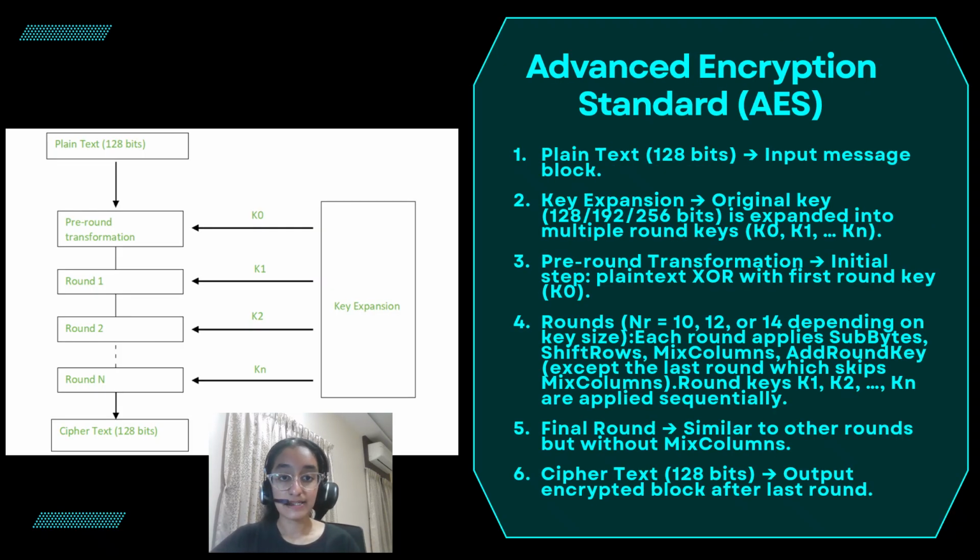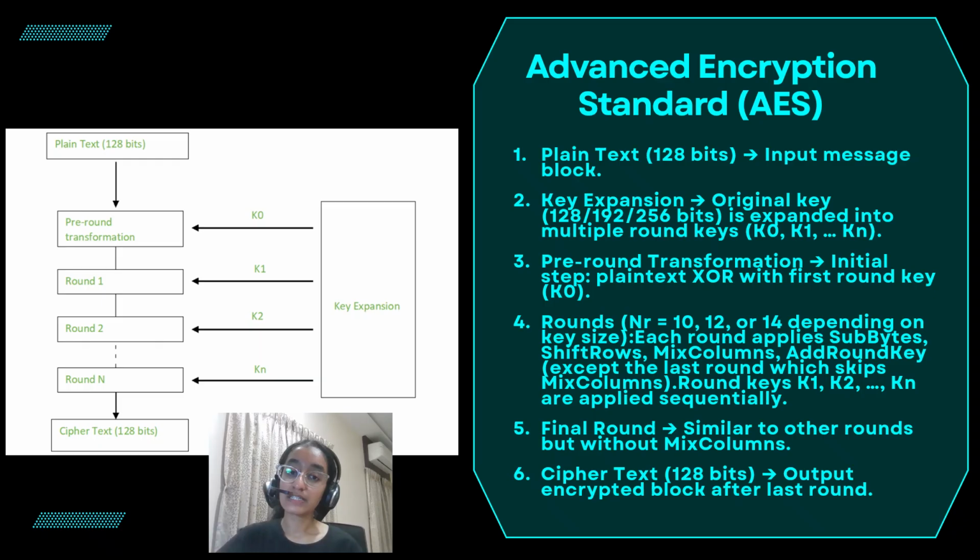Next is AES, the Advanced Encryption Standard. It is a symmetric block cipher. Symmetric means the same secret key is used for encryption and decryption. Block cipher means it encrypts fixed-size blocks of data, always 128 bits or 16 bytes. Key sizes can be 128, 192, or 256 bits, and this decides the number of rounds.